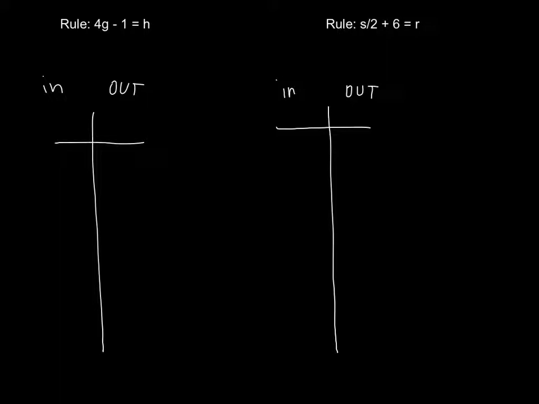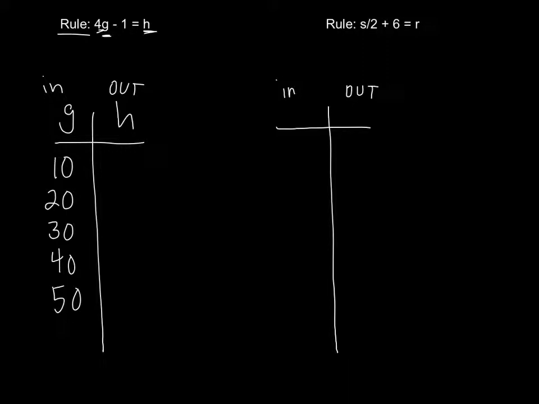Let's try another example. On this one, my rule is 4g minus 1 equals h. And I know 4g means 4 times g. And then I'm going to subtract 1. So I'm going to start with my input-output table, and I know that the numbers I'll be putting in will replace g, and my output, the answer, is h. So I'm going to use 10, 20, 30, 40, and 50 as my input.